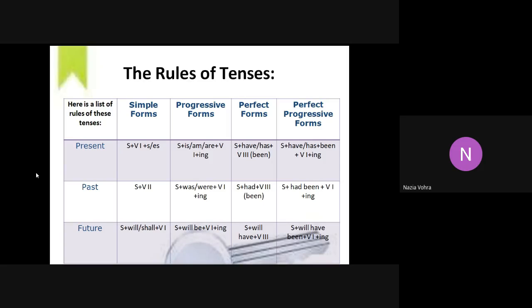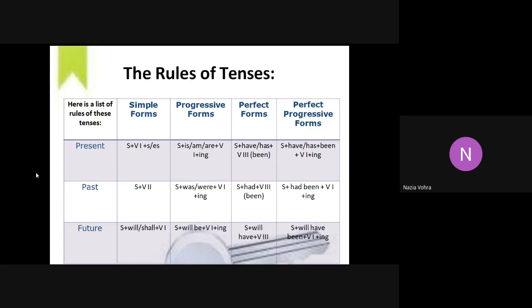Same thing with the future tense. We will be just adding a be. So will be plus the verb one plus the ing part. Clear? Any doubts with the progressive form? No, ma'am.